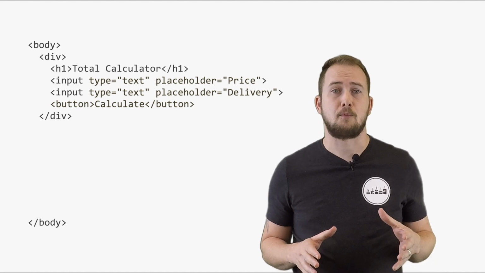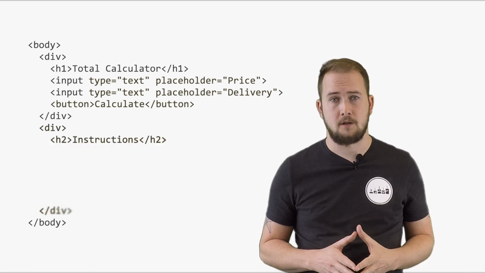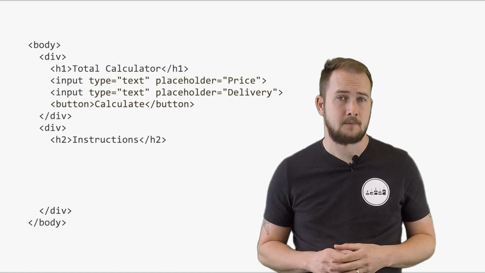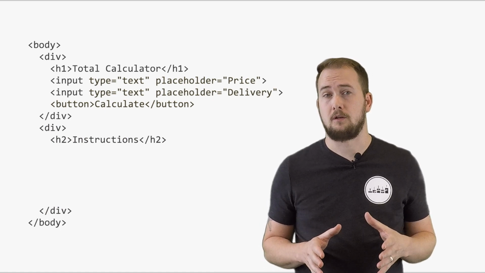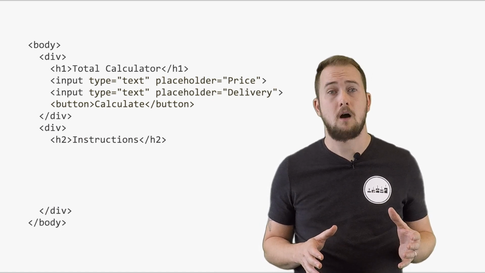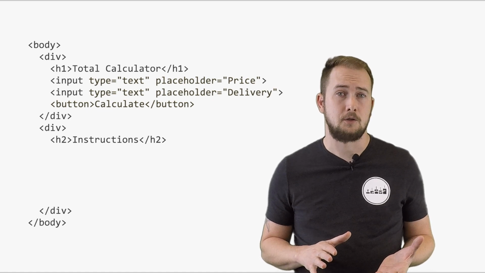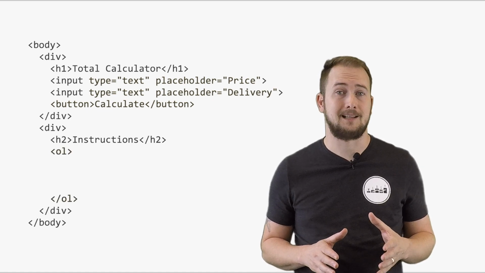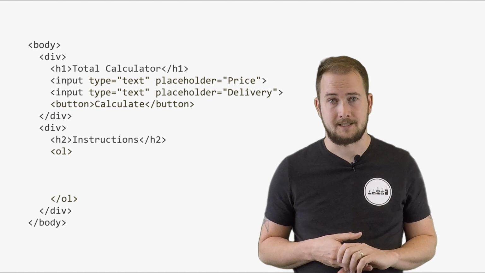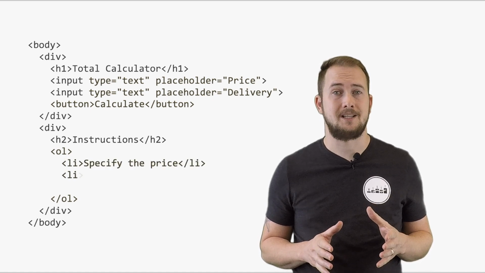And finally, we'll provide some basic instructions to the user with an HTML list. We have the choice of either an ordered list with numbered items or an unordered list with bullet points, using either the OL or UL tags respectively. To add items to the list, we need to use the LI tag.